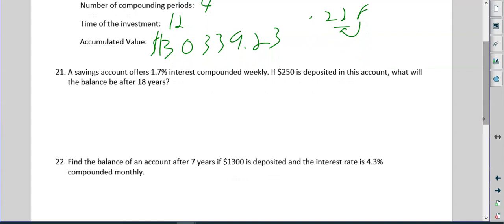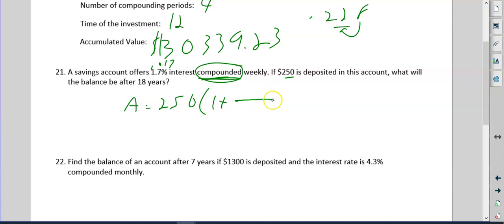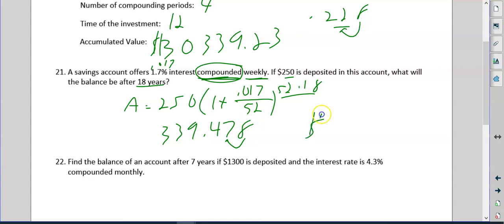21. A savings account offers 1.7%. That's 0.017. Compounded. That means we're using the other formula. So future value, we're putting in $250. We're going to do 1 plus, because there's no decreasing when compounded. There's no decay. But remember, that 0.017 goes on top this time. Compounded weekly, there's 52 weeks in a year. That number goes there and there. Make a note on your cheat card how this works. And then 18 years, so we put times 18. We don't have to calculate this separately. We can just type it in that way. And for 21, we get $339 and 0.478. This rounds up, so $339.48.